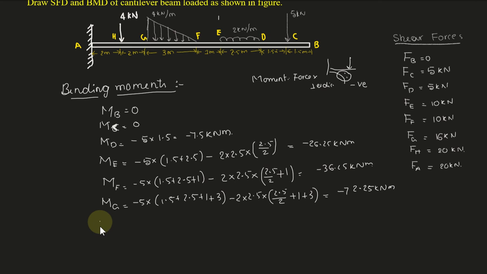Now we need to find the bending moment at H. Again in the same manner, 5 multiplied by the distance up to H. I'll write it as 1.5 plus 2.5 plus 1 plus 3 plus 2, the total distance up to H, minus this load multiplied by perpendicular distance. The load itself is 2 into 2.5.